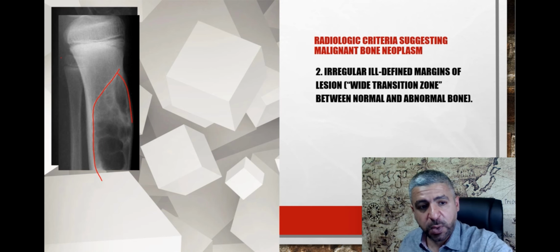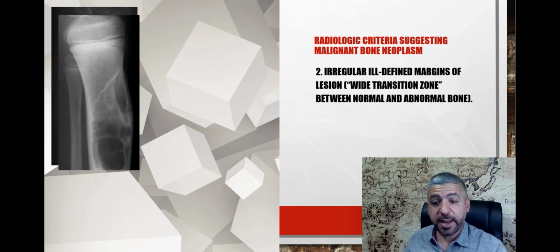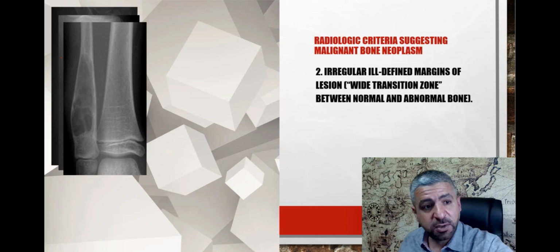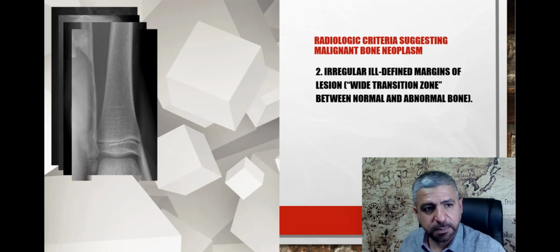You can draw it with a pencil. This is normal bone, this is abnormal bone. So this is definitely not a malignant lesion. It has a very narrow zone of transition, very well demarcated. Let's look at another example. For example, here, is this a wide zone of transition? I don't think so. You can see it's very well demarcated, very sharp. So this is a benign bone lesion. It's not a malignant bone lesion.